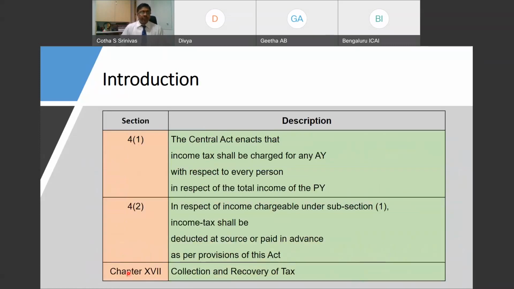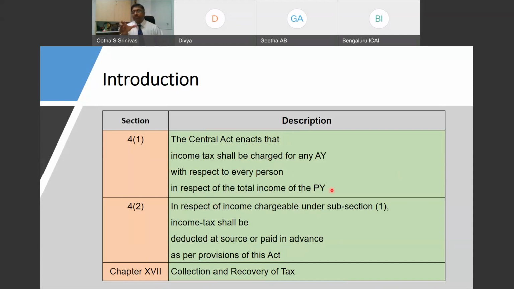Now, moving on to Section 4. Section 4, we know, is a charging section which gives power to the Act to charge any person or every person who earns income in a previous year, to charge that particular income under the tax provisions in the assessment year. So the Central Act enacts that income tax shall be charged for any assessment year with respect to every person. Person is defined in Section 2, subsection 31. Each and every person who earns income in a previous year is charged in respect of the total income of the previous year.